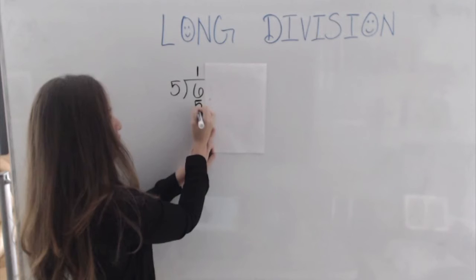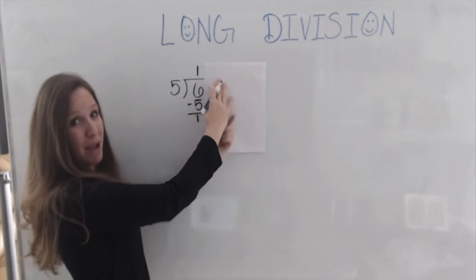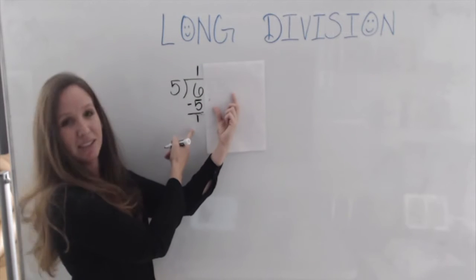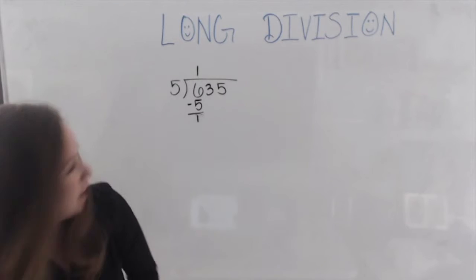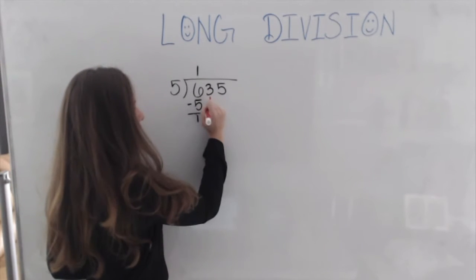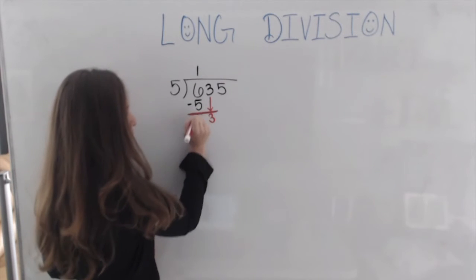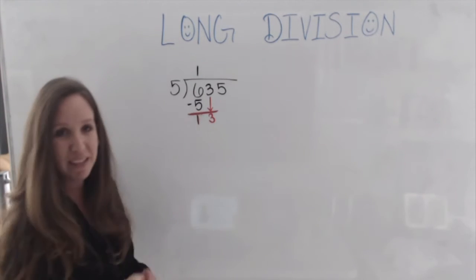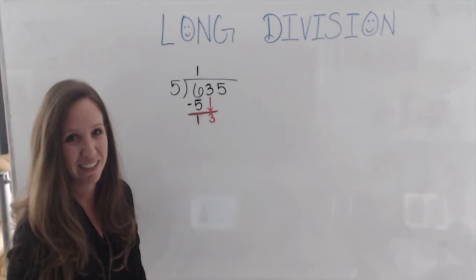Because we want to figure out what my remainder is. My remainder is 1. Then I follow the pattern. I bring down the next number, 3. So now I'm finding how many times does 5 go into 13?